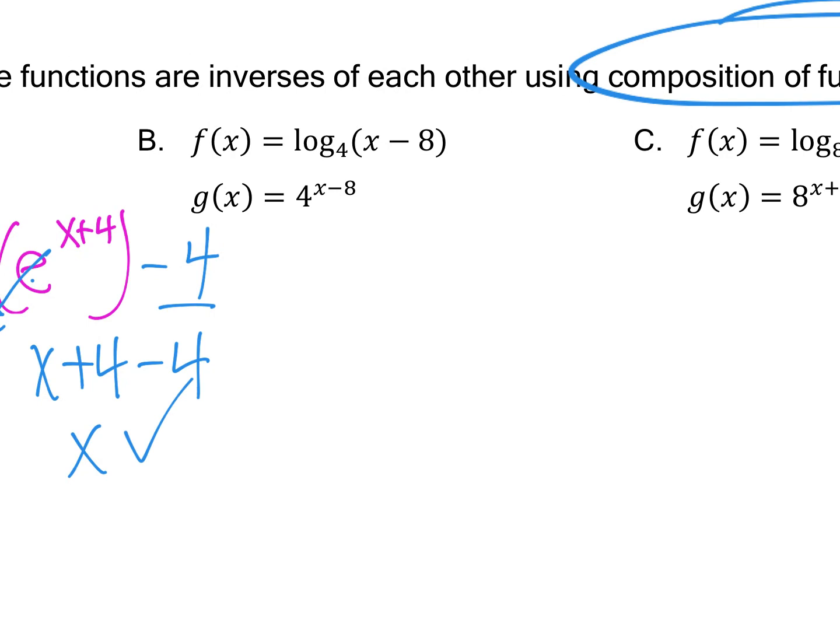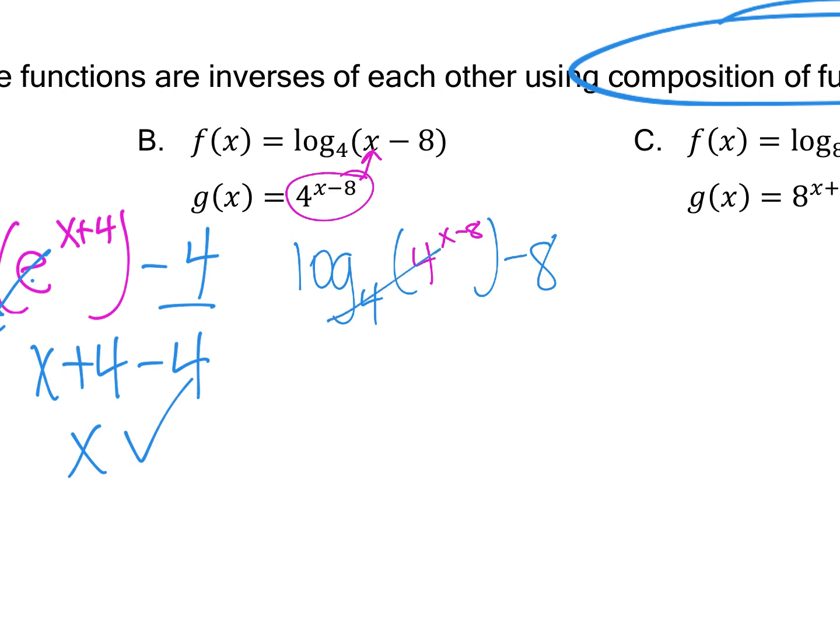Next one. So I'm going to take this, plug it in for x. So I have log of base 4. Instead of x, I'm putting 4x minus 8, minus 8. So notice this base cancels with this base. I have x minus 8, minus 8. And then notice that does not give me an x. That would be x minus 16. So if it doesn't work, it has to be equal to x. So we know these are not inverses of each other.